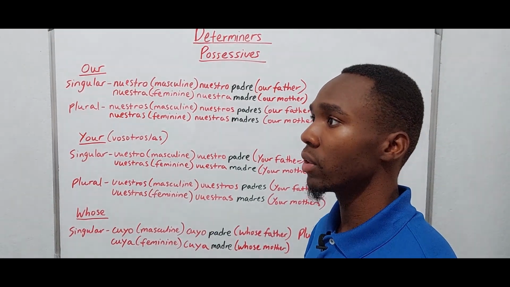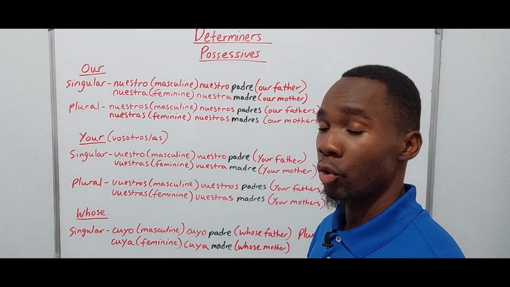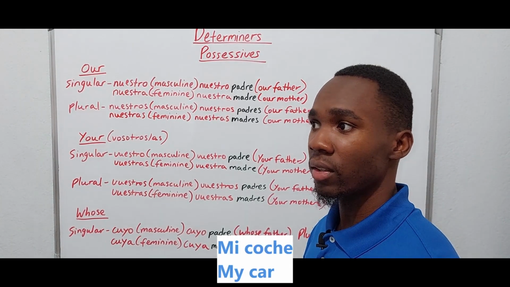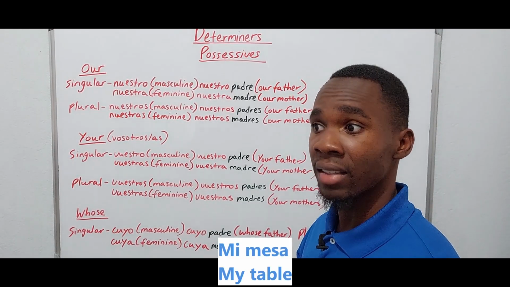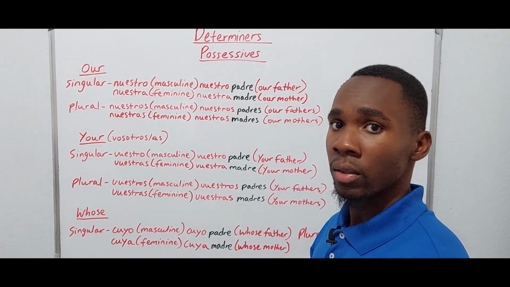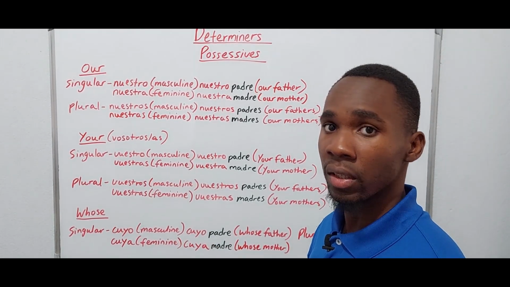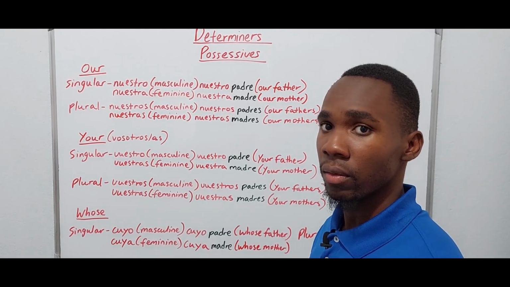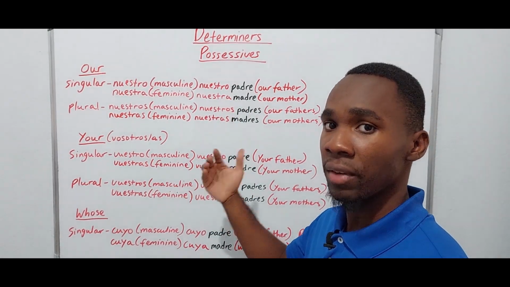For example, if I want to say my car, car is masculine, so mi coche. But if I want to say my table, and table is feminine, mesa, I say mi mesa, my table. So the mi is going to be used for a feminine noun as well as a masculine noun. There is no difference there. So those are not affected by gender. These ones that you see here are the ones that are affected by gender.